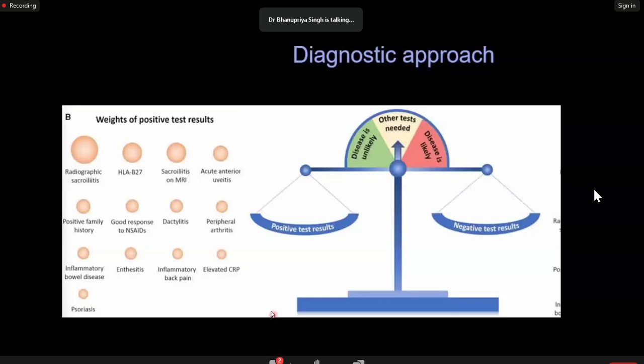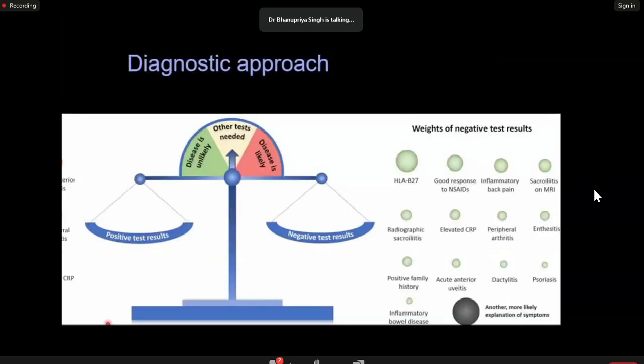Then if there was a rheumatology reference, these things would be automatically mentioned, like frank presence of anterior uveitis, acute, positive family history, response to NSAIDs, finger pain or dactylitis, peripheral arthritis, inflammatory bowel disease, enthesitis at other places, inflammatory back pain, elevated CRP, and psoriasis. So everything has a kind of grading, and everything that becomes positive makes a patient more likely to be diagnosed as SpA. Similarly, the factors are the same, but the weightage varies a little.